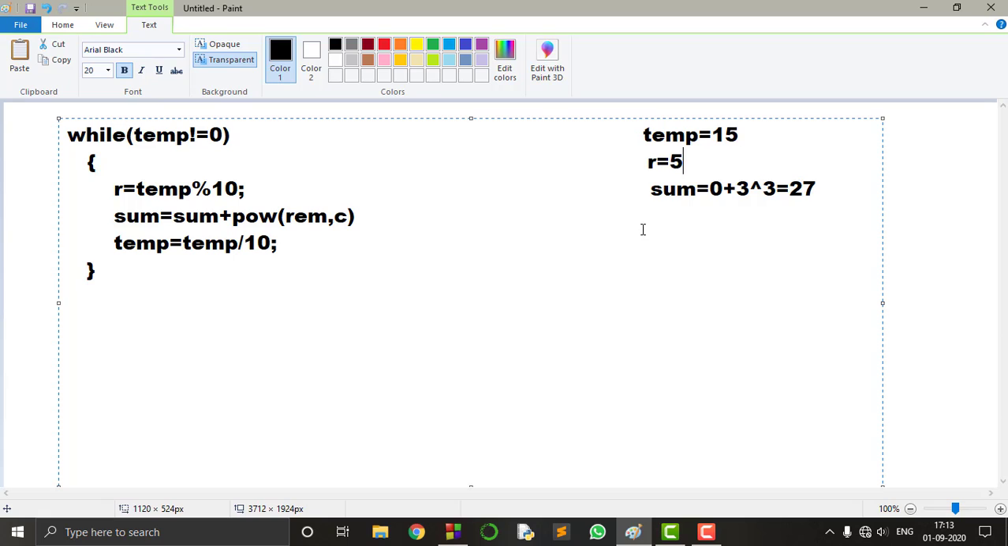So what is the sum now? 27 plus 5 to the power 3. What is the value of 5 to the power 3? 125, and 125 plus 27 is 152. And again temp equals temp divided by 10. Now temp is 1. Temp not equals to 0, r equals 1 mod 10, remainder is 1. And sum equals 152 plus 1 to the power 3, so 153. That's how we calculate the answer, and that's why we are writing this code.